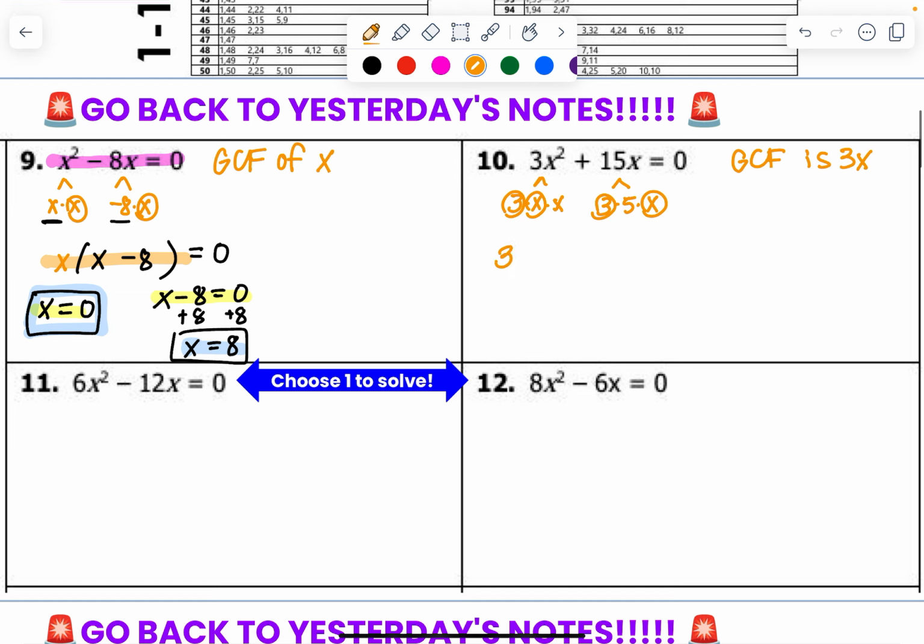You already know we're going to take 3x out of the equation. We're literally going to factor it out. What's left behind is x. Left behind, positive 5. Boom. Step 1 and step 2 done. So the equation is equal to 0. Factor it. Now we're ready to set each factor equal to 0.